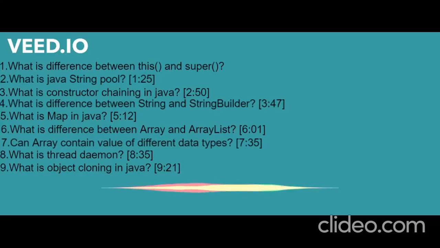Let's start with some questions now. What is the difference we can have between this operator or this method and the super method in Java?